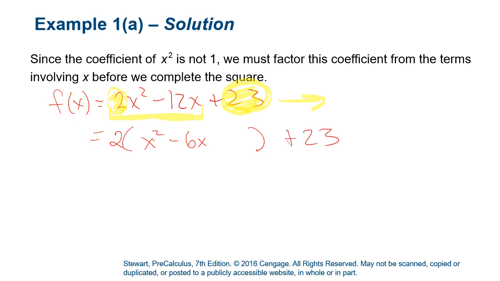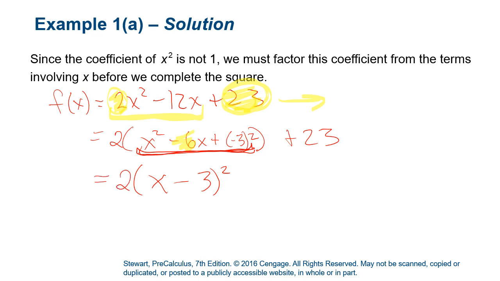Okay, so now when we look at this piece right here, that looks like what we would work with when it came to completing the square. So we would take this term right here, we would divide it by 2 and square it. So if we did that, we would get negative 3 squared. And that would allow us to take this thing here and write it as a square. And so we would have x minus 3 squared. Now this 2 is still out front there. Okay, so that's still going to stay there.